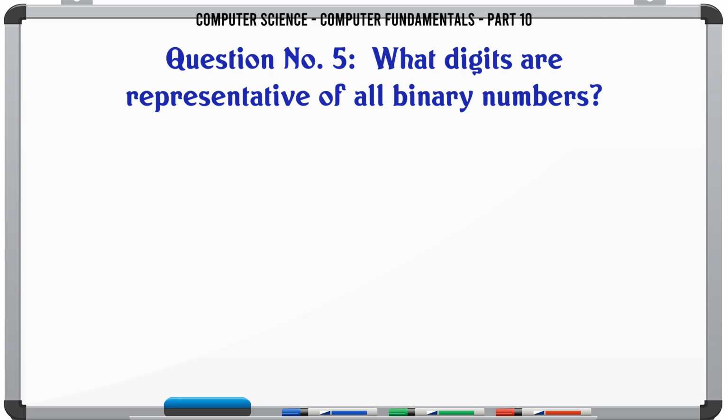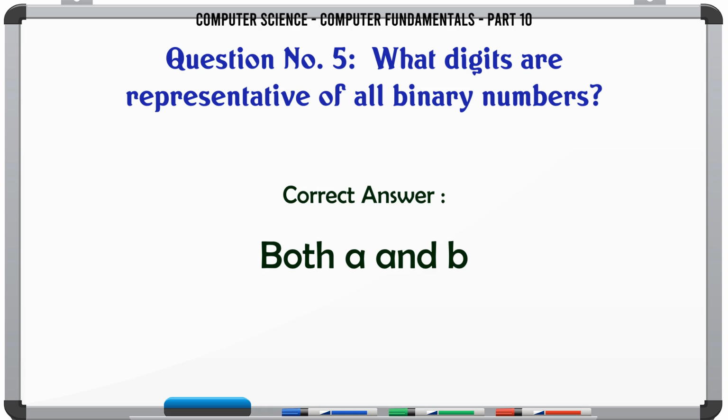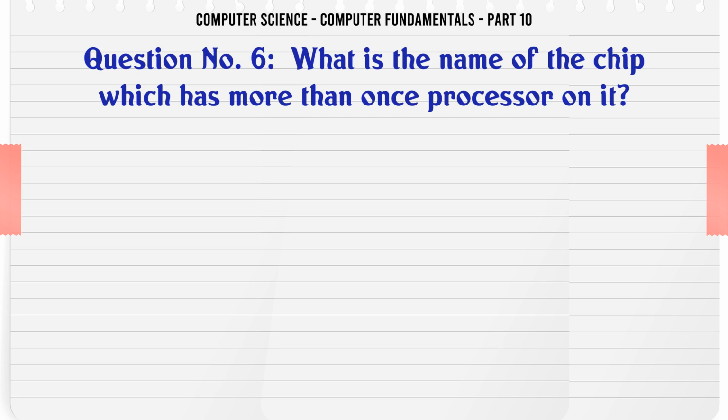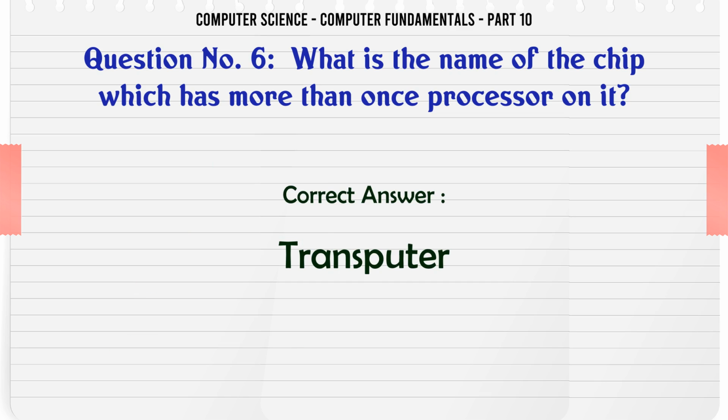What digits are representative of all binary numbers? A. 0. B. 1. C. Both A and B. D. 3. The correct answer is both A and B. What is the name of the chip which has more than one processor on it? A. Parallel chip. B. Multiprocessor chip. C. Transputer. D. Parallel processor. The correct answer is transputer.